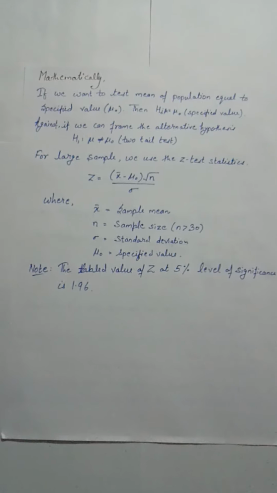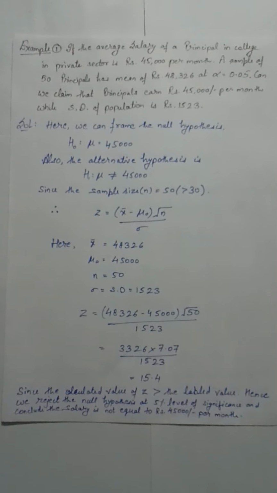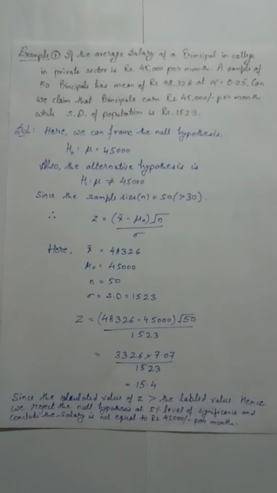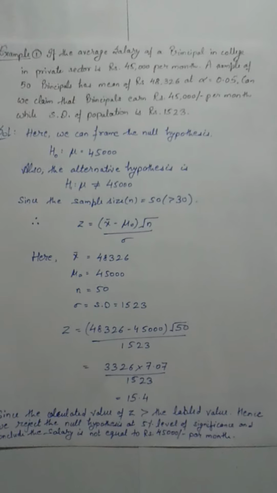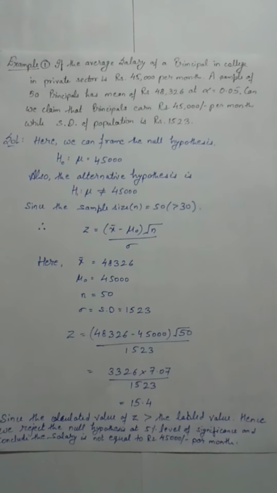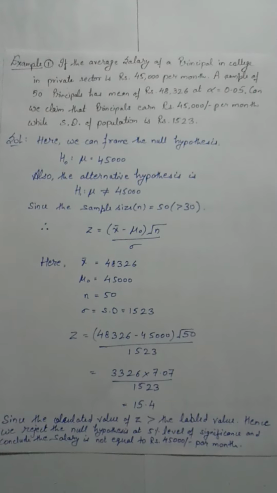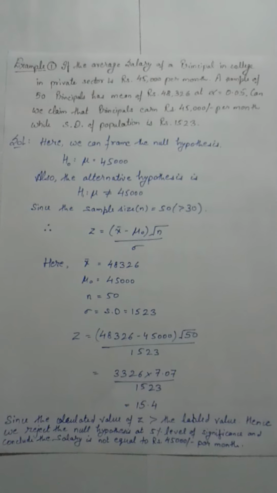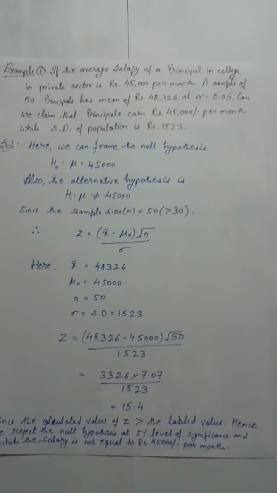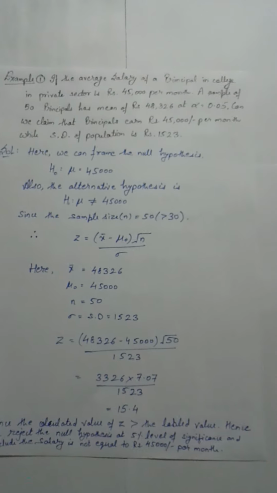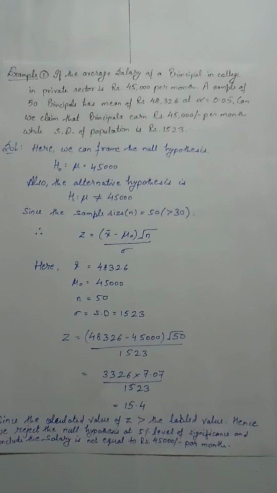Now let's do some practical problems for this. Now let's come to the example. If the average salary of a principal in a college in the private sector is rupees 45,000 per month, a sample of 50 principals has mean of rupees 48,326 at alpha equals 0.05. This alpha equals 0.05 means we are considering 5% level of significance. Can we claim that principals earn rupees 45,000 per month, while standard deviation of population is 1523?